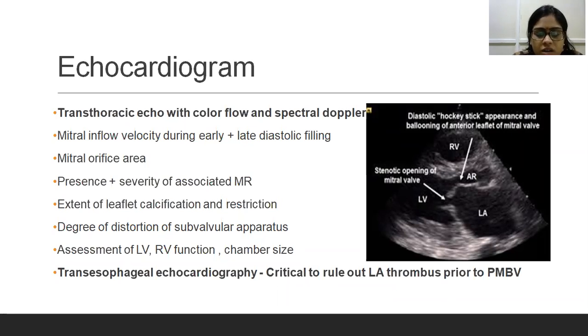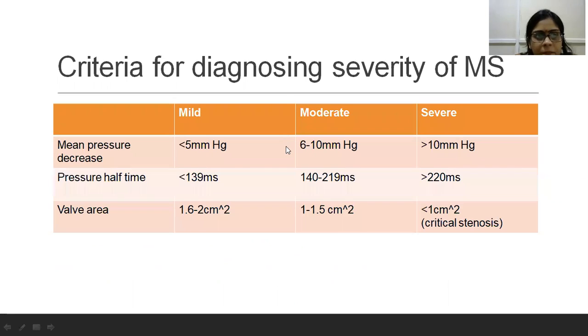Transesophageal echocardiogram is crucial if you're planning a percutaneous balloon mitral valvuloplasty in order to rule out left atrial thrombus. So this is your left atrium, this is your stenotic mitral valve, this is your left ventricle. Okay, so that's your echocardiogram. Based on the echocardiogram, you can diagnose the severity of MS. Okay, so mild, moderate, and severe MS.